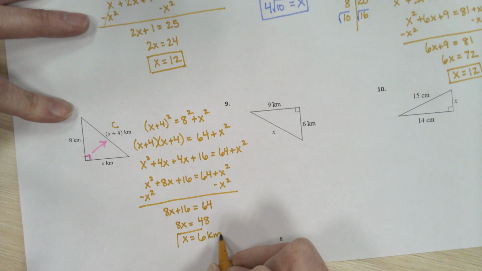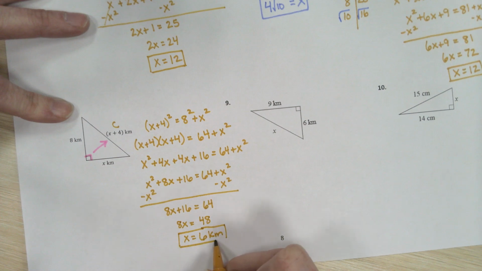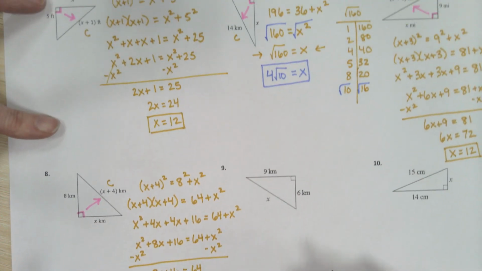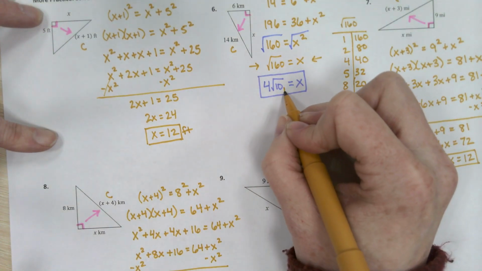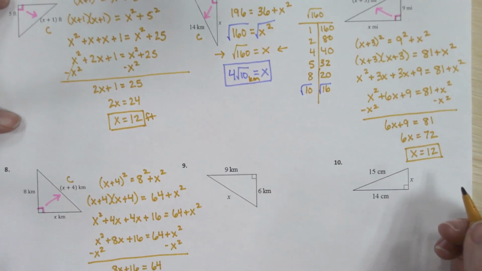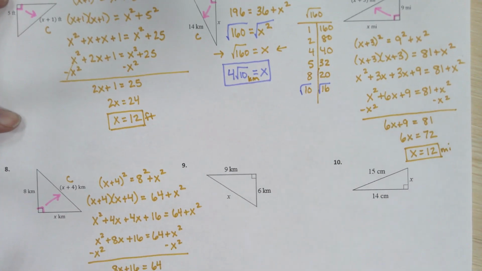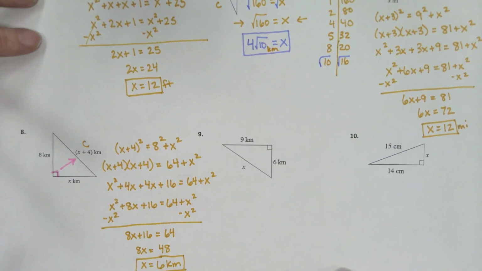And I noticed while I was doing that problem that I forgot my units on all of these. So that one's kilometers, this one up here is feet, this one's kilometers, and this one over here is miles. That's a big triangle, measured in miles and kilometers.